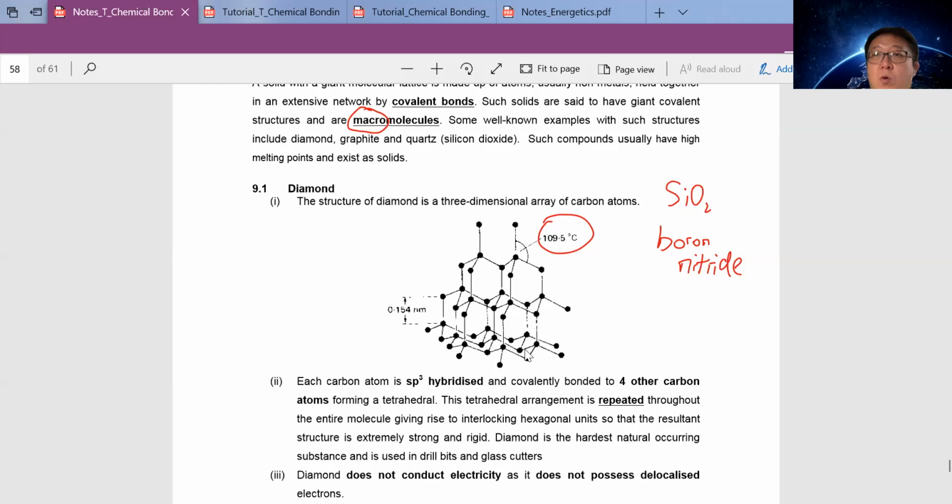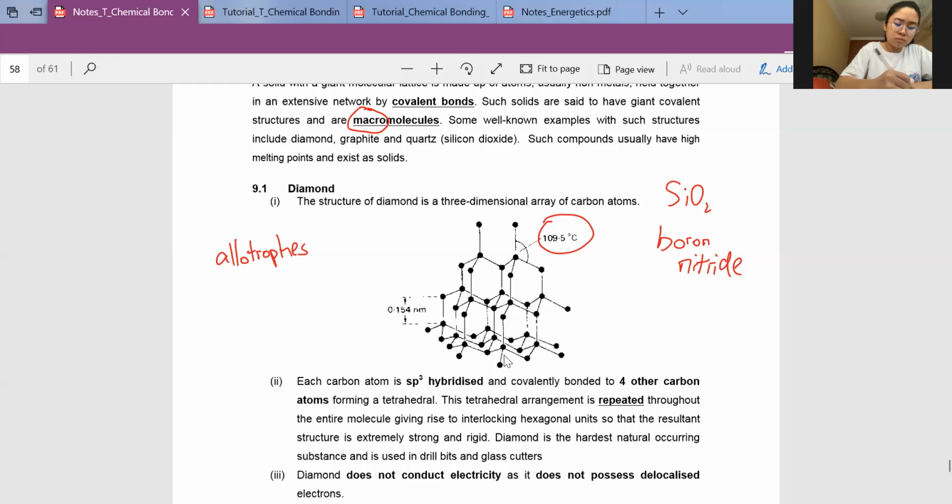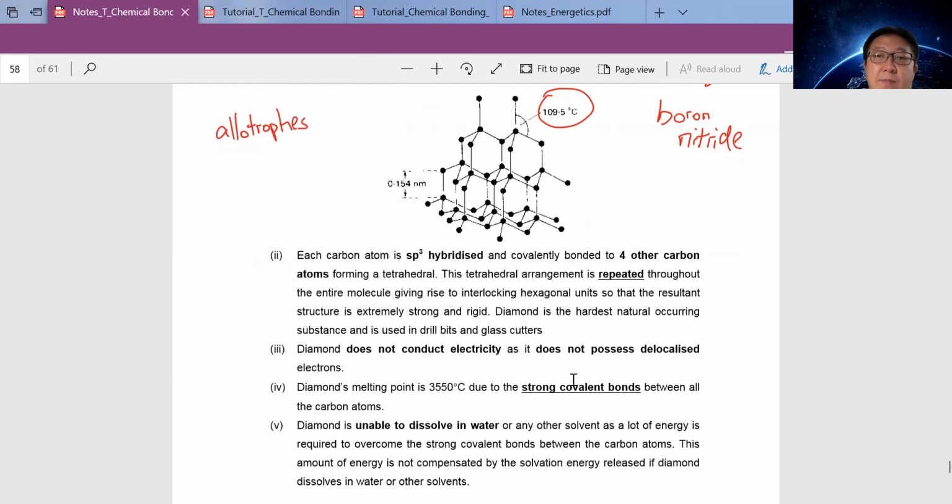So that's why you know why people pay more for a diamond ring. That's one reason, right? Obviously, diamond and graphite are known as allotropes. You all know this term, allotropes, because they are both different forms of the same element, carbon. Over here you can see that's why diamond is the hardest naturally occurring substance.